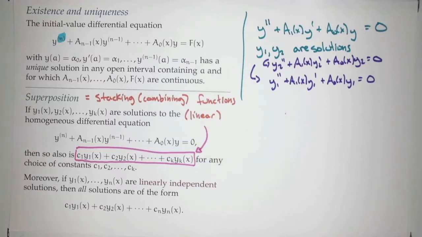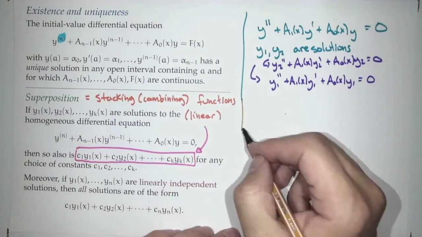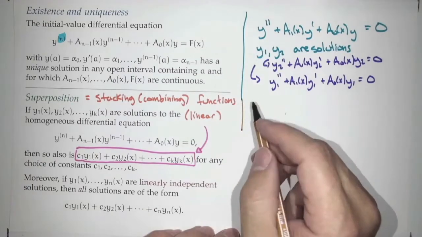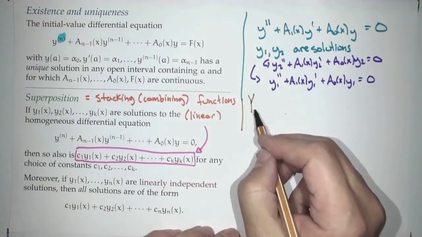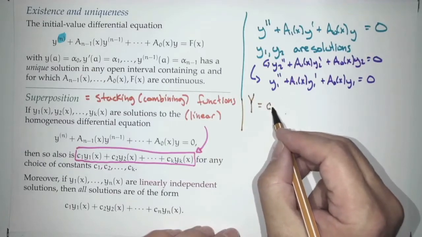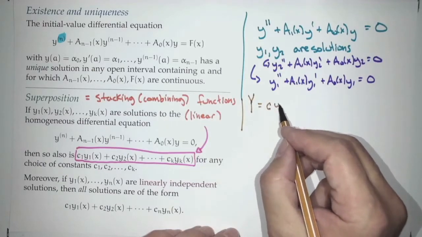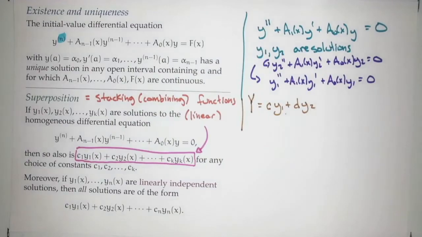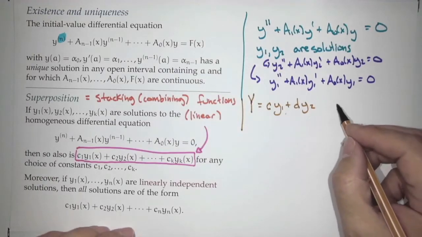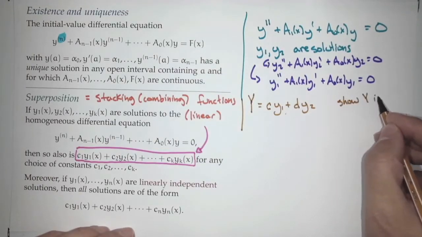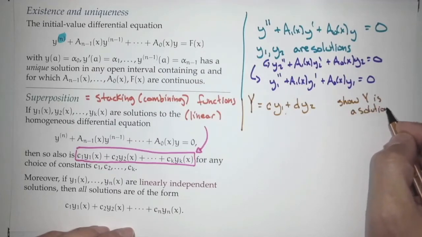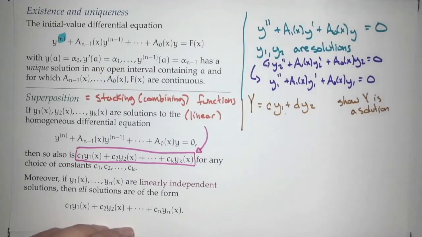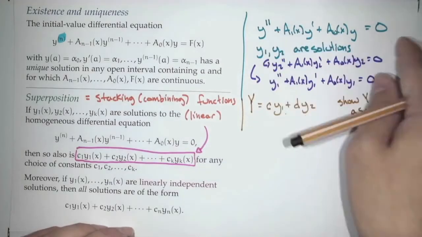Okay. So now we're going to come up with a new solution. We'll give it a name. Let's call it capital Y. So capital Y is, I'm going to take some constant, I'll use c times y1, plus some other constant, I'll use d times y2. So I'm doing a linear combination of these two. And the goal is to show that Y is a solution. That's our goal. So, how do we show something's a solution? Well, we just plug it in and verify.